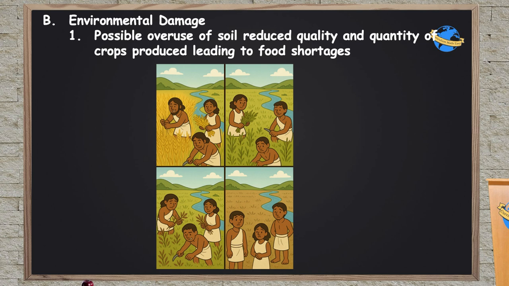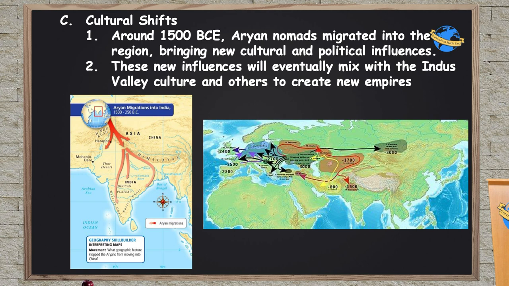And with less nutrients, every year when you plant the same crops in the same spots, the quality and quantity of the crops you produce will start to lower and lower over time, which will eventually lead to food shortages and famines. Now, of course, if earthquakes and river shifting is happening at the same time, that's only going to exacerbate the problem. And then finally, there are some cultural shifts happening.